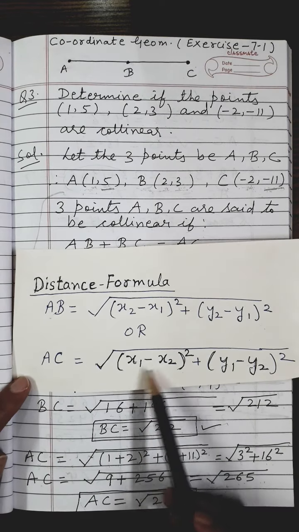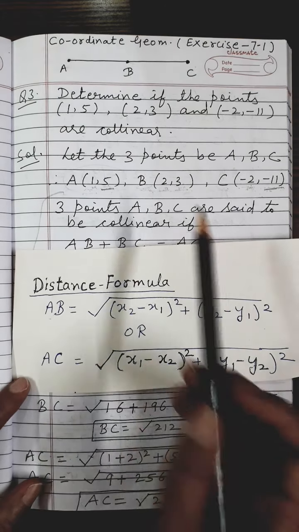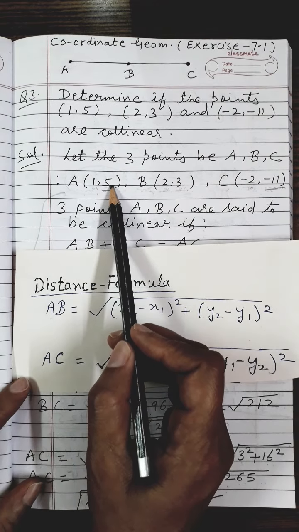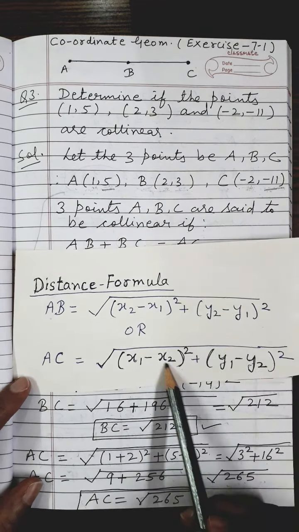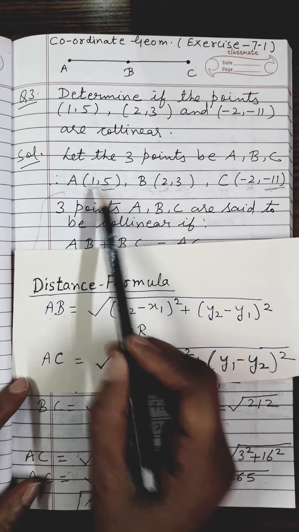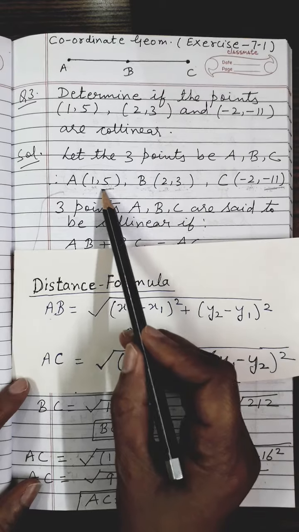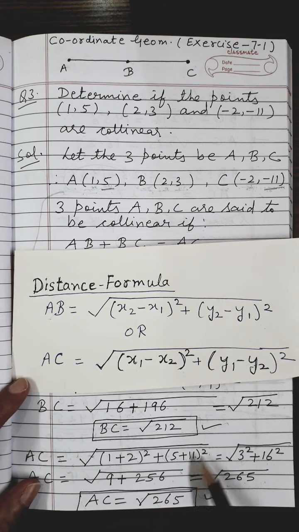So for AC, square root of x1 minus x2 whole square plus y1 minus y2 whole square. This formula I will be using. Now come to the points A and C. This is x1, y1 and this is x2, y2, in order to find the distance AC. So what is x1 minus x2 whole square for this? It will be 1 minus minus 2, that will become 1 plus 2, and this is whole square, plus y1 minus y2, which will be 5 minus minus 11, that will become 5 plus 11, and this is whole square, and all under the square root. Understood? So I have used this formula in order to find the distance AC.